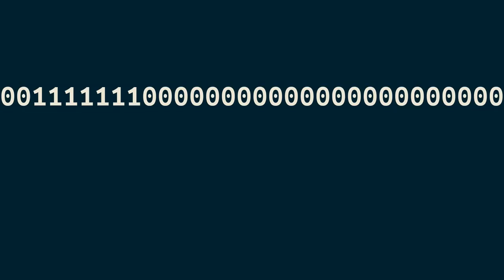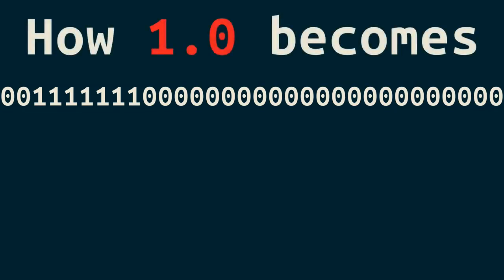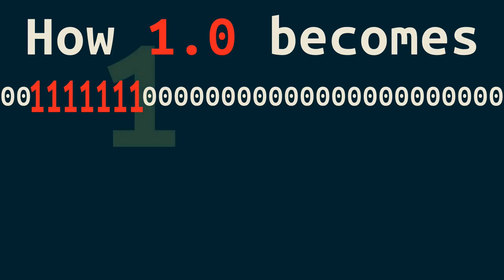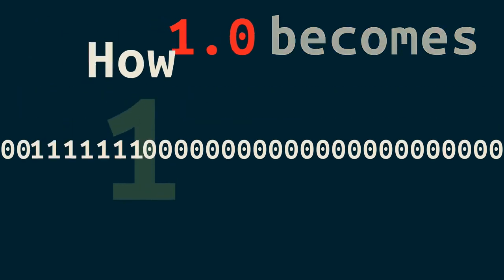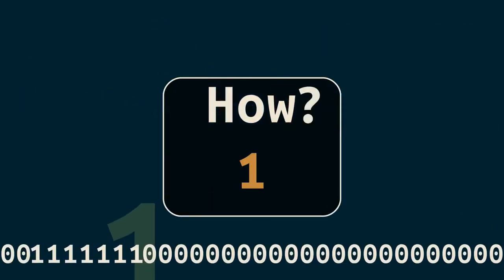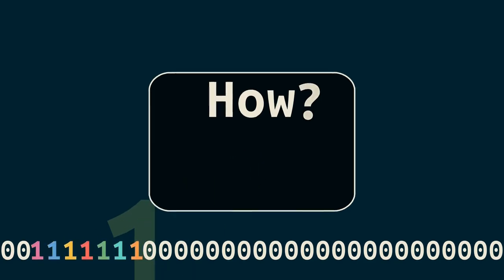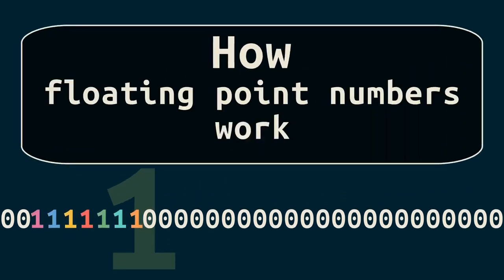This is what you get when you put 1.0 in binary. There's 7 ones here. 7! And it gets weirder because there's another 1 hiding. How do we get 8 ones out of 1.0? Let's unravel this mystery by learning how floating point numbers work.